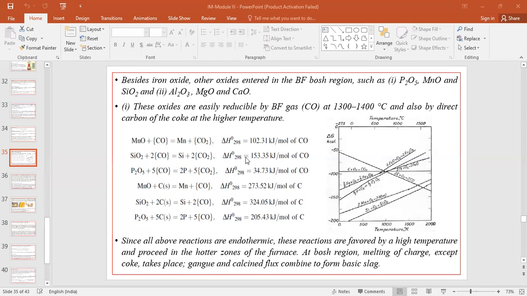So these smelted products, whatever there are, trickle down through the bed of coke solids, and during that time there will be an interaction between the solid carbon and the liquid product, and there is a possibility of reduction of these oxides with excess carbon.